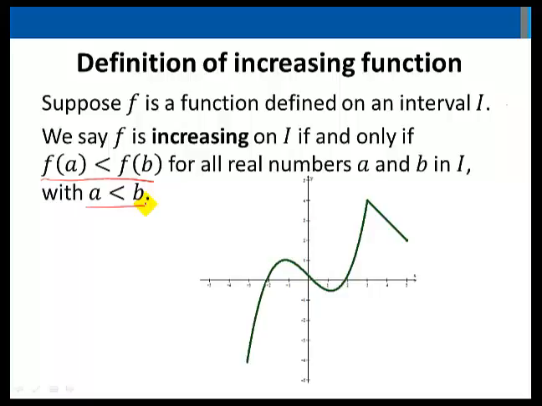On this graph, the function f is increasing on the interval from -3 to -5/4, which on the graph would be right here. For all points a, f of a and b, f of b on this interval, and let's pick a couple here.